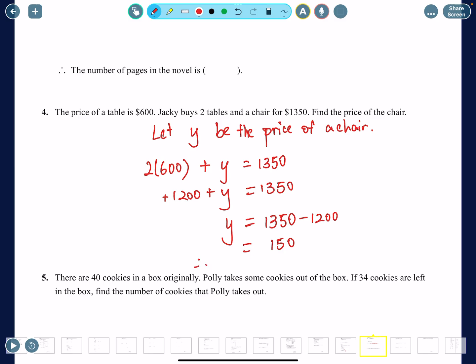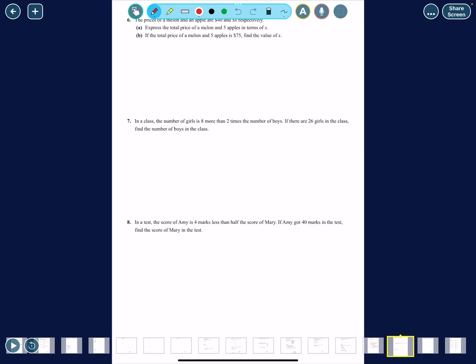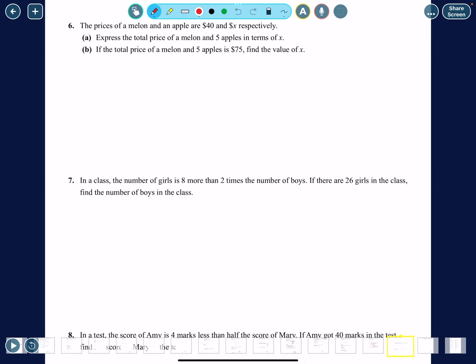So you can make a final statement. The price of a chair is $150. Okay, so that's usually how the questions are made. There are more difficult ones, which I will go through now.